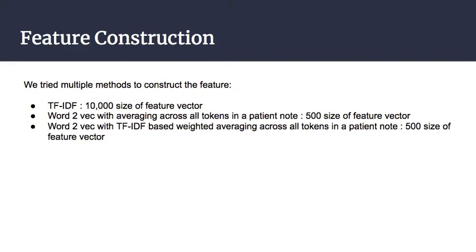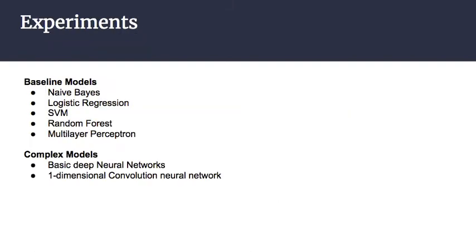First one is TF-IDF, second one is word2vec with the averaging across all the tokens in a patient note. Third was also word2vec but with the weighted averaging across all the tokens using the TF-IDF weights. We have done a couple of experiments which consist of baseline models and the complex models. We'll see the results.